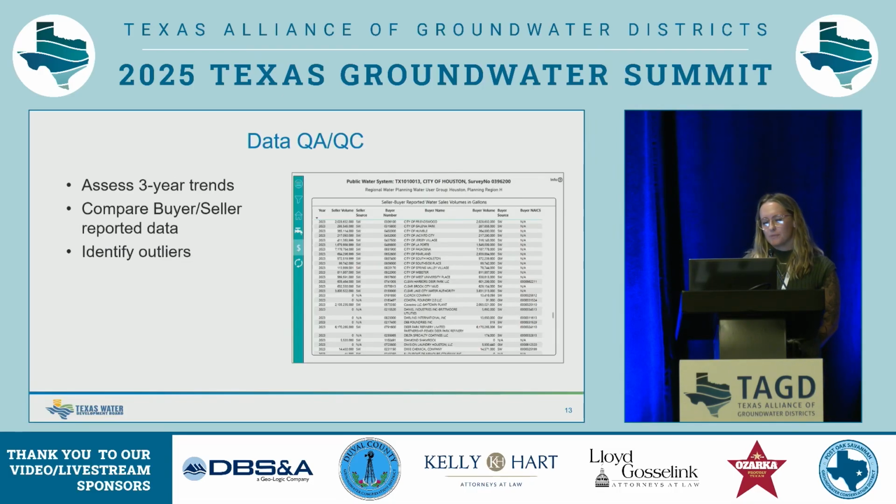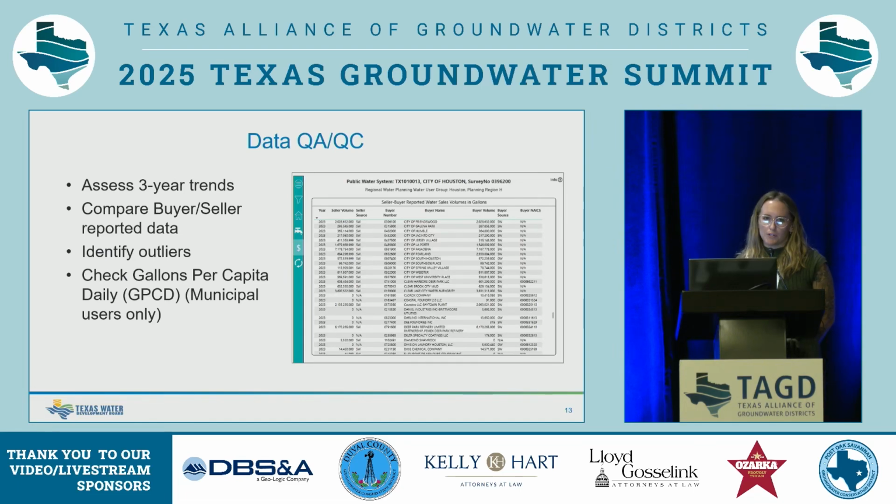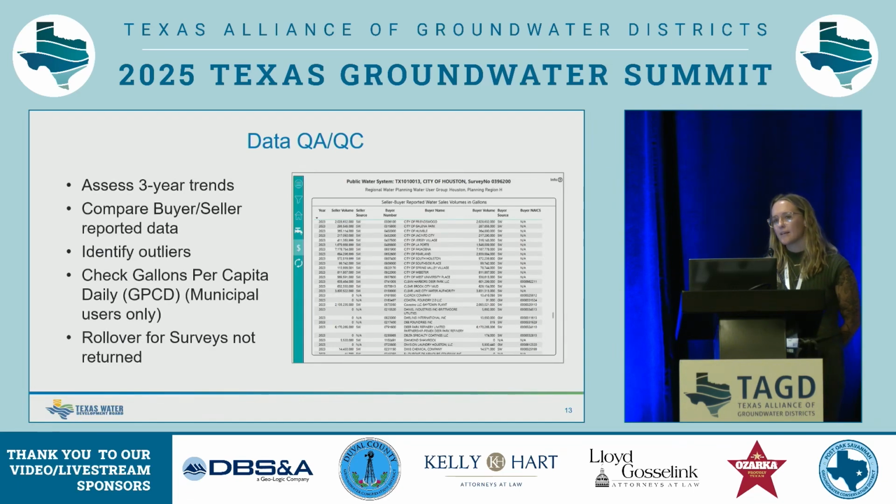And typical QA/QC, we identify outliers. We check the gallons per capita daily, or GPCD, for public water systems that we survey. If it's a high or low GPCD, it might indicate that there's something wrong with the data reported, so we'll check that. And then for any people that do not submit a survey for their utility or industrial system, we don't want to assume that they didn't use water for that year. So we take the most recent year that they reported and roll that over into the current year if they don't report, and that's their estimated water use.